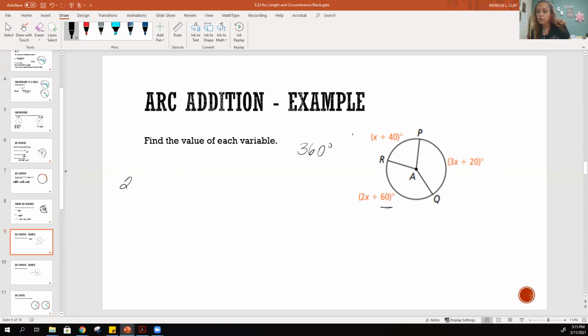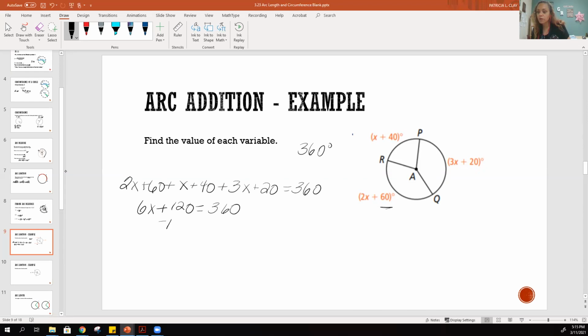So let's go 2X plus 60 plus X plus 40 plus 3X plus 20 is all equal to 360. So when you have terms like this, make sure you get all of them. Figure out a way to start. Make sure you capture all your terms. So now let's combine like terms. We got 2X, 3X, and then another 3X. So we have 6X, and we have 60, 40, and 20. So that's 120 is equal to 360.